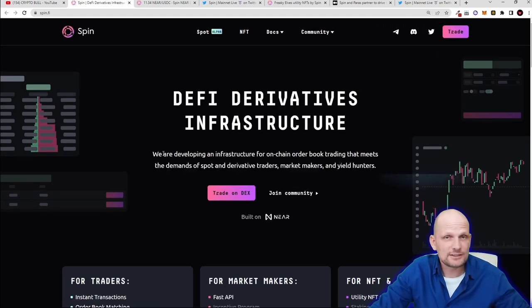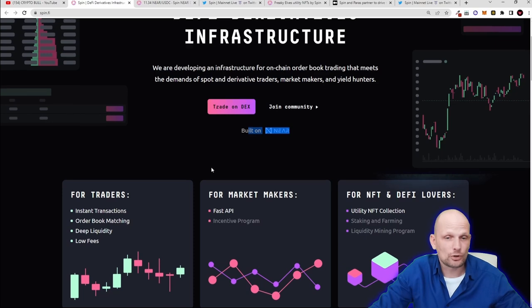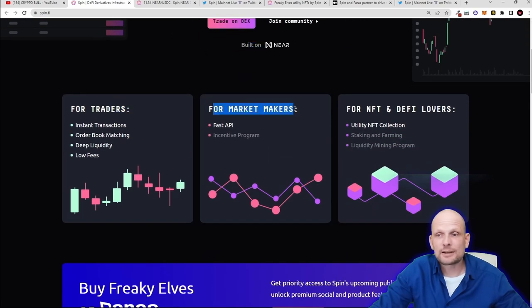Okay, but let's turn back to their website and have a look at more information about this project. Firstly, guys, they are going to soon release a token. However, recently they have also released NFTs, which we will talk about in a second. But first, let's go through the website. Here you can join their community, like Discord, Twitter, and other social media, guys. And here is Near, built on Near protocol. And for traders, for market makers, and for NFT and DeFi lovers, guys.